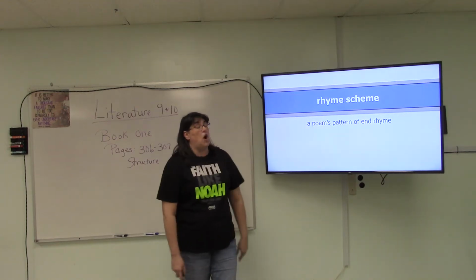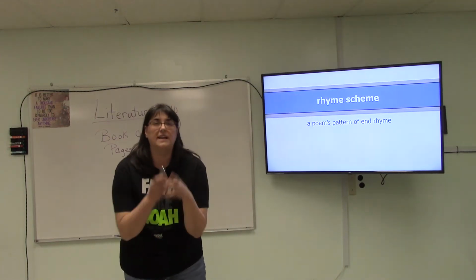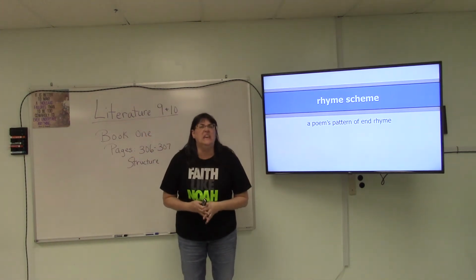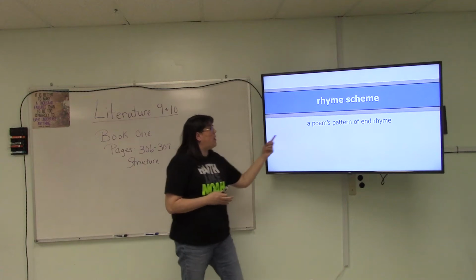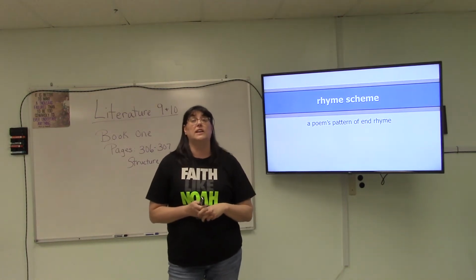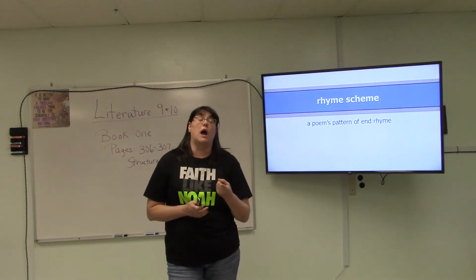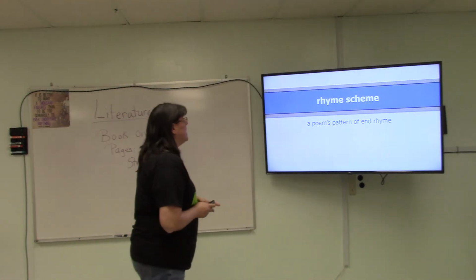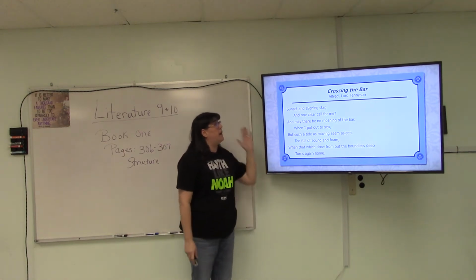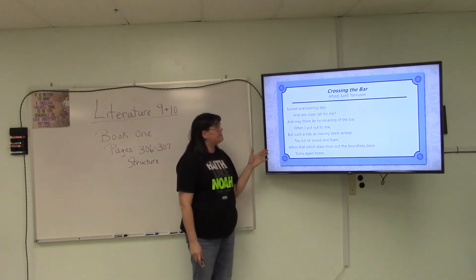Then we have what we call the rhyme scheme, where you take a poem as its whole and figure out what is the rhyme scheme of this poetry. It's the poem's pattern of the end rhymes. And so let's take a look at how to tell what a rhyme scheme is. And I have a sample poem here for you called Crossing the Bar by Alfred Lord Tennyson.